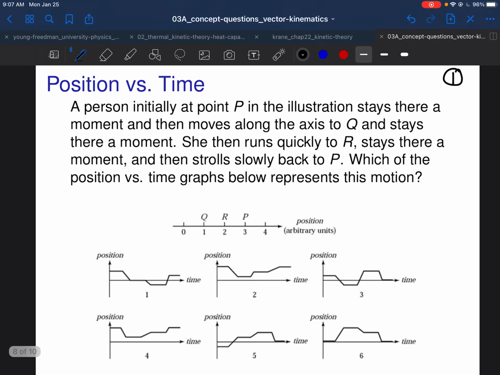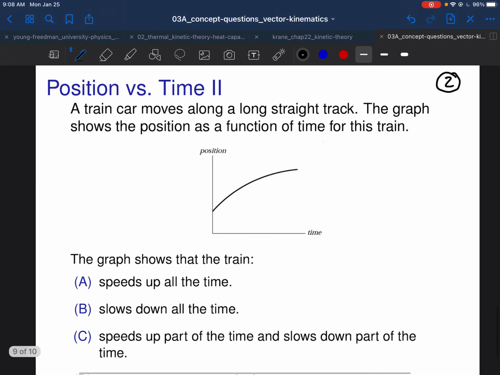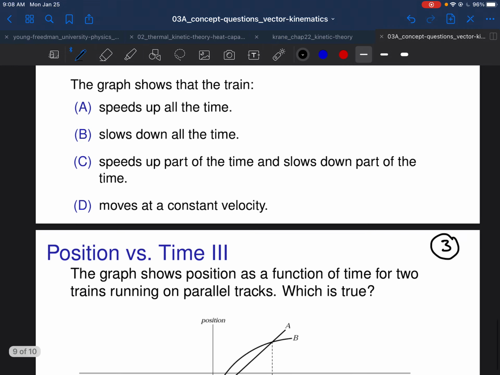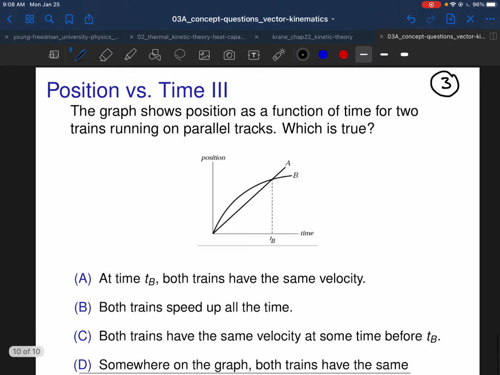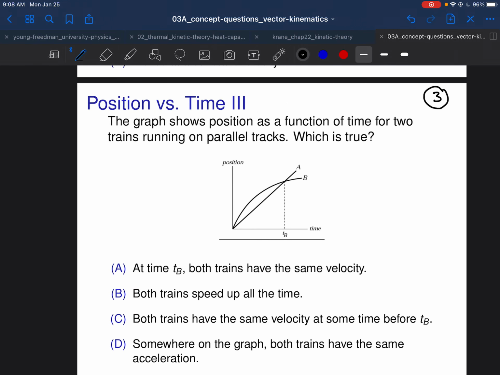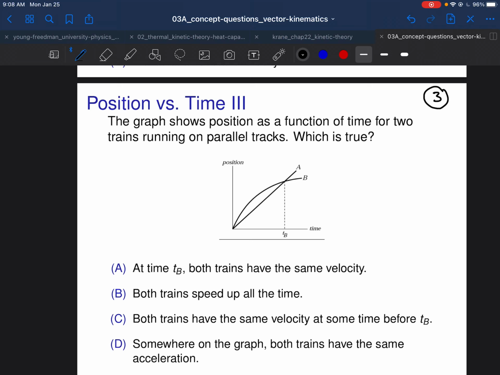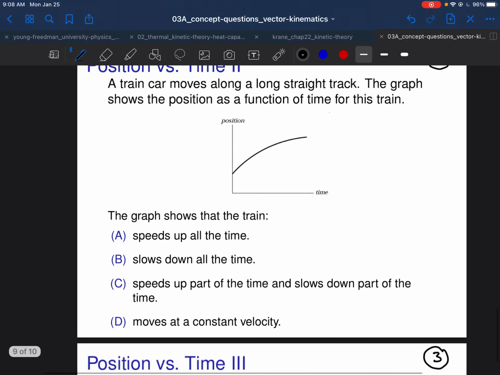Now we'll look at a few questions analyzing position versus time graphs. So again, you can pause, take a few minutes to answer, maybe find a friend to compare your answer with. We have the first one, second one, third question. And that's it.